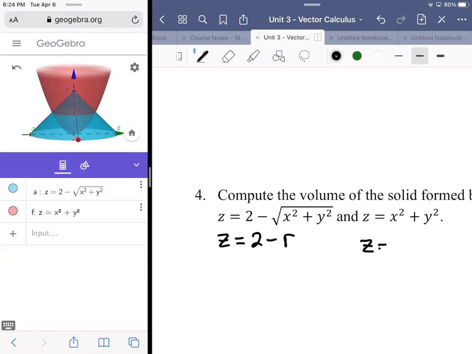So we have z equals r squared. z equals 2 minus r, z equals r squared. Same strategy as before. Since they're both equal to z, we can set them equal to each other. 2 minus r equals r squared.